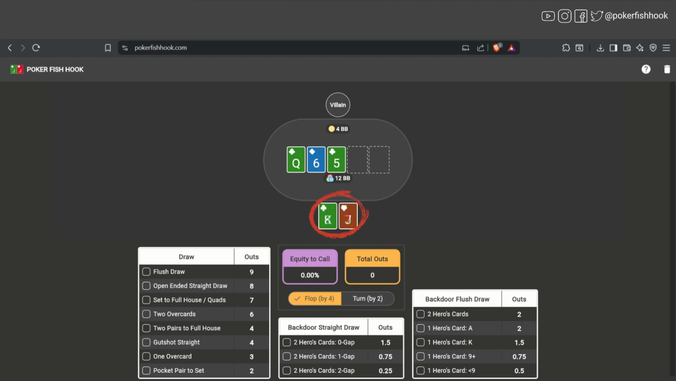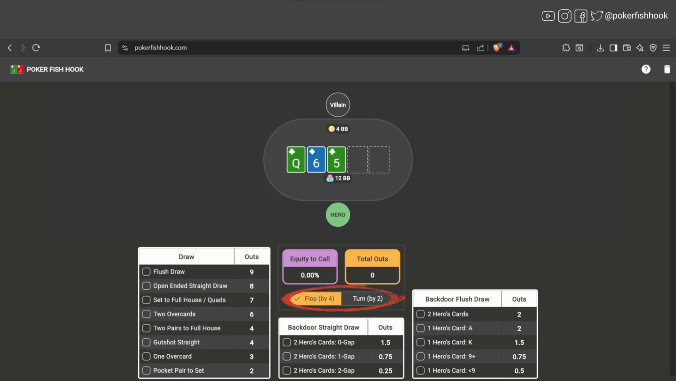Let's change our hand to King of Clubs and Jack of Hearts. Now, the only draw we have is 1 overcard. However, we have 2 backdoors. A backdoor straight with 2 hero's cards and 0 gap, and a backdoor flush king high.